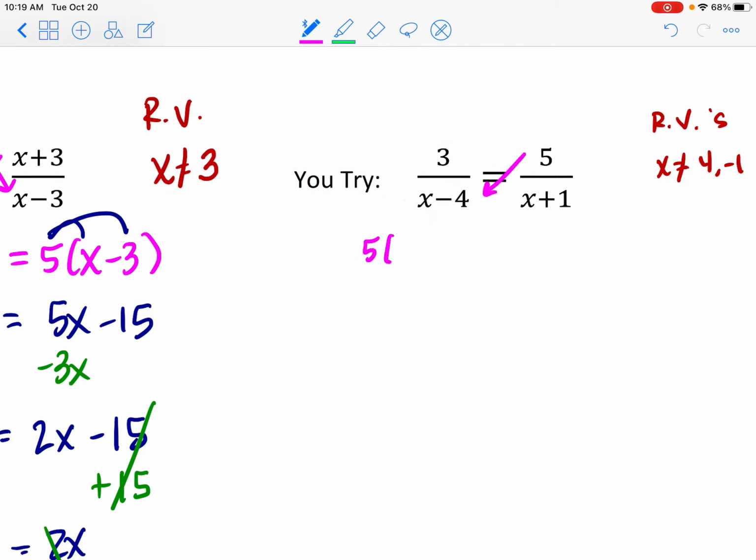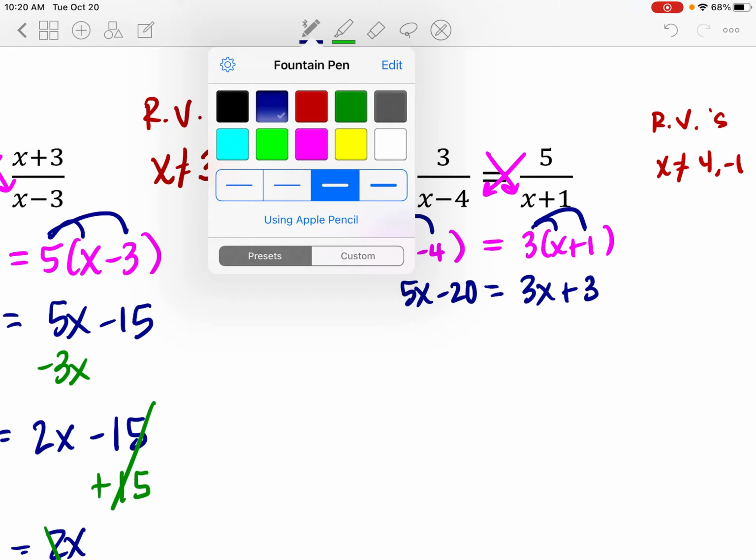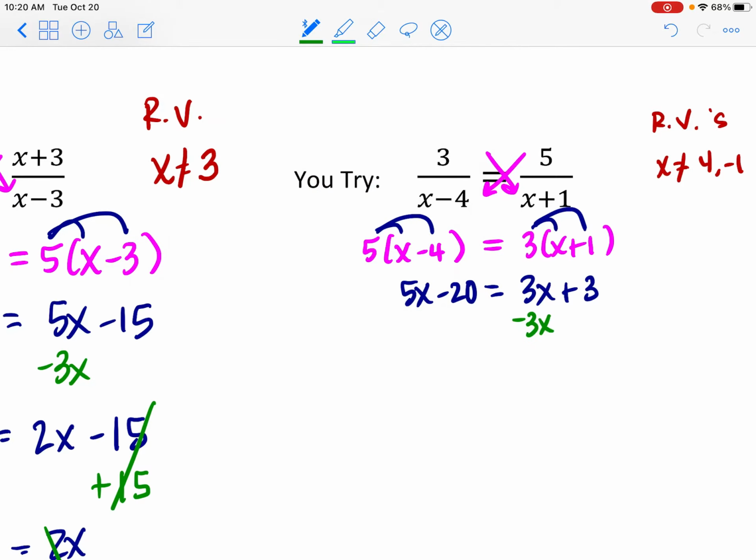So 5 has to distribute to x minus 4, and 3 has to distribute to x plus 1, and again, those cross products have to be equal. So we're looking at 5x minus 20 on one side, and 3x plus 3 on the other. Let's get our like terms together. So let me subtract these 3x's over. That's going to give me 2x minus 20 equal to 3.